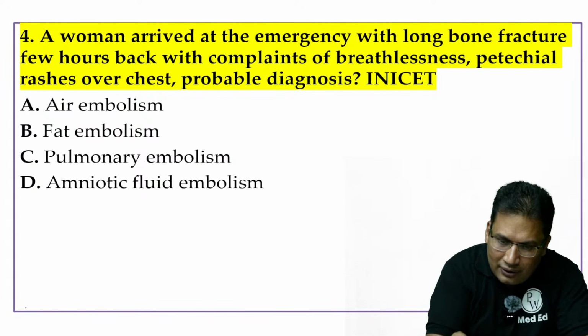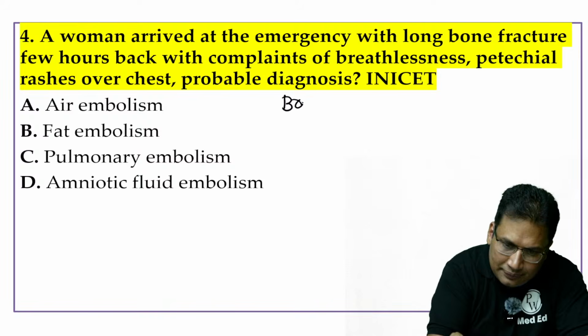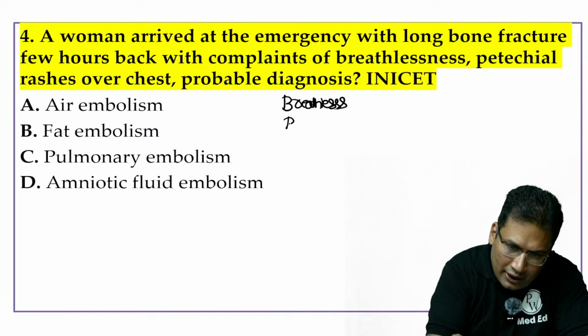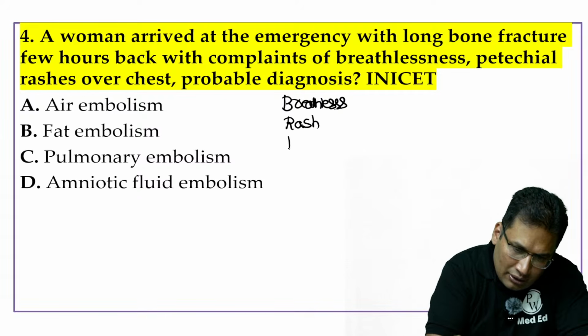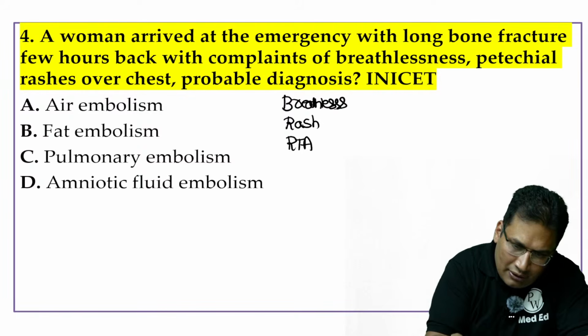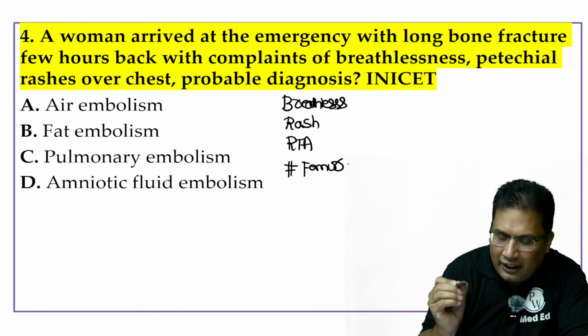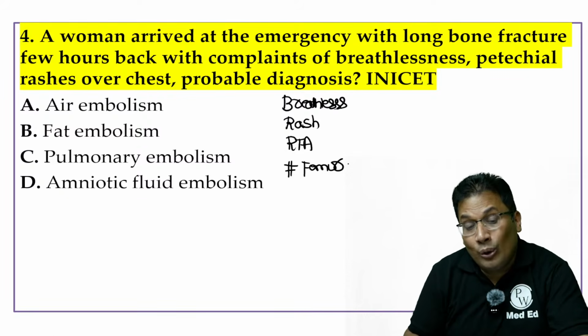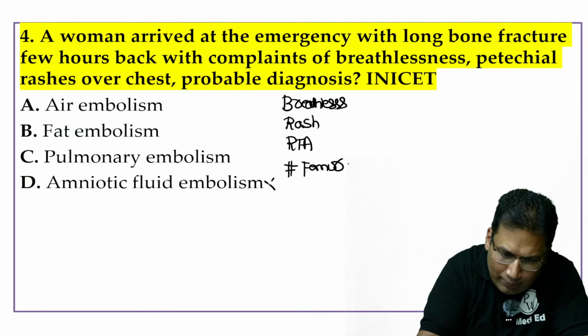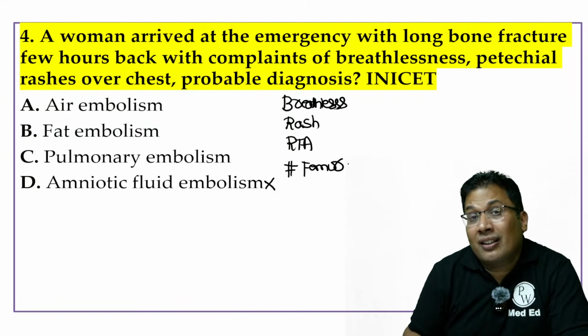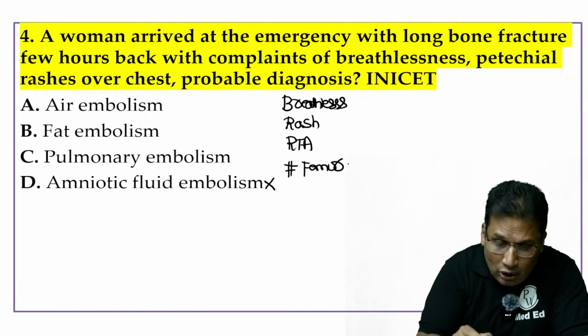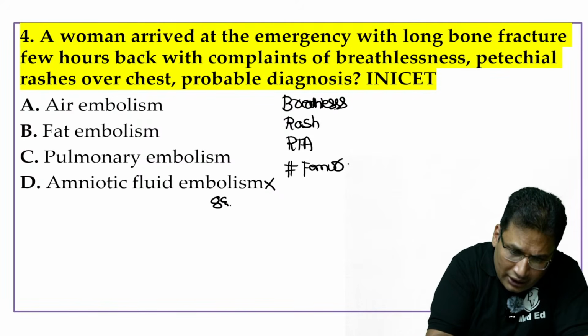So what is written here? Breathlessness, a rash, a road traffic accident, fracture of femur is written. So when this is given, it is not amniotic fluid embolism. Amniotic fluid embolism is very common in case of criminal abortion. As you know, criminal abortion is punishable under 88, 89, 90 BNS. So it cannot be that.